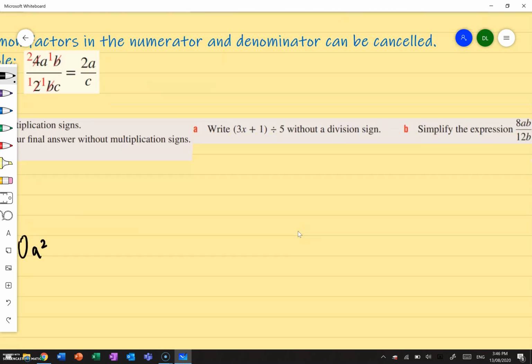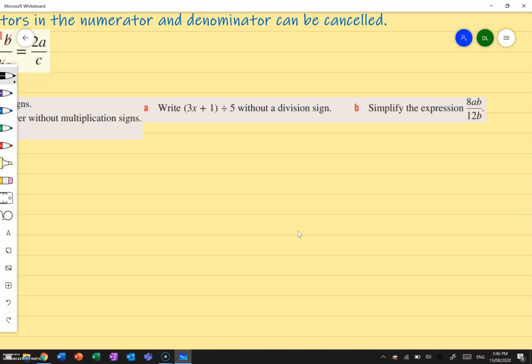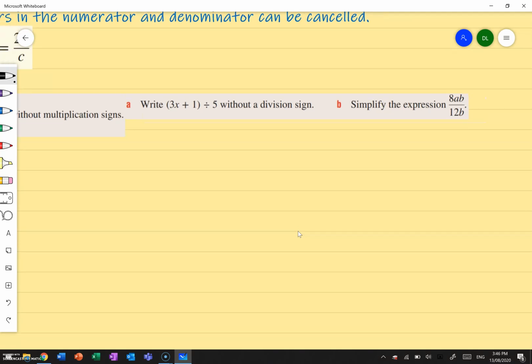Let's move on. Write 3x plus 1 divided by 5 without a division sign. So we know that the division is actually going to be a fraction. So I'm going to write 3x plus 1 in brackets. What these brackets mean is that the whole thing inside the bracket is divided by 5. So I'm going to write divided by 5. That's it, and that's for A.